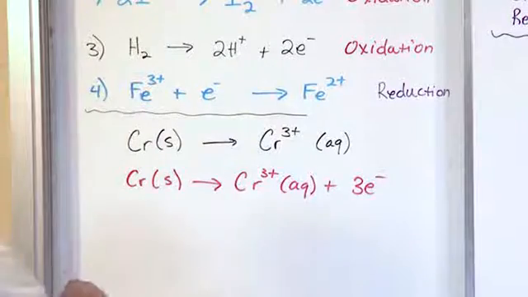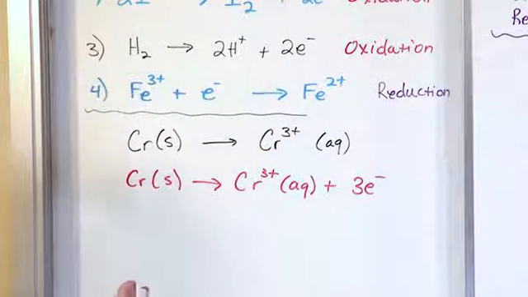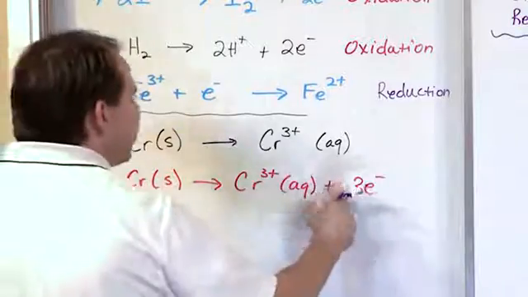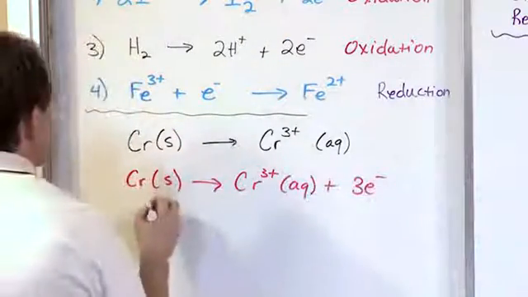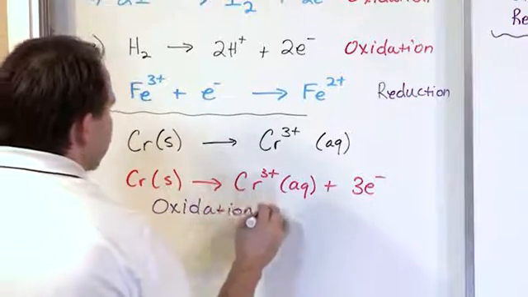Now, is this oxidation or reduction? Well, this is a situation where chromium is losing electrons, right? It's losing electrons because it started with a neutral atom. We end up with an ion plus some free electrons. So this is an oxidation process.